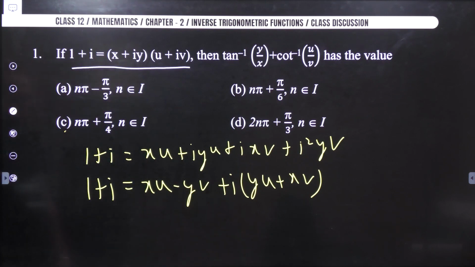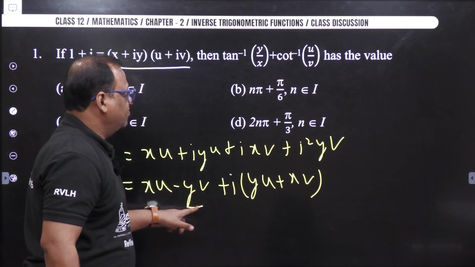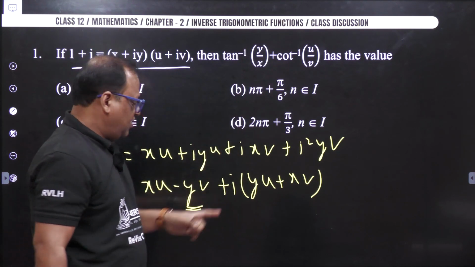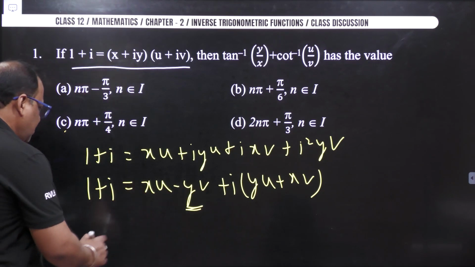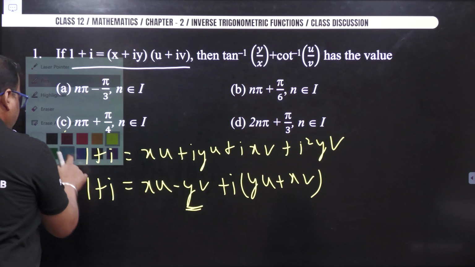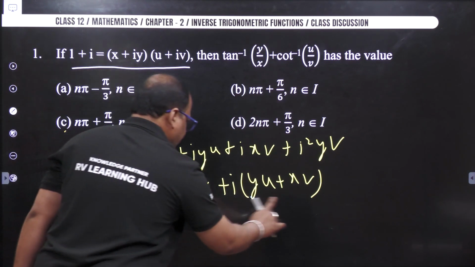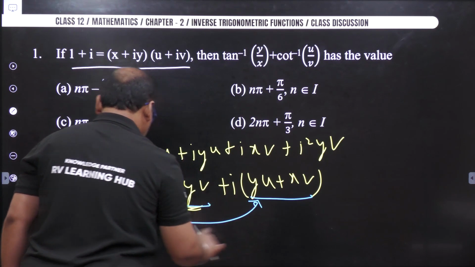Now what I am going to do is take y as 0. If we take y as 0, it won't cause any problem. Why are you taking y as 0? Observe now: this entire value is equal to 1 and this entire value is also equal to 1.